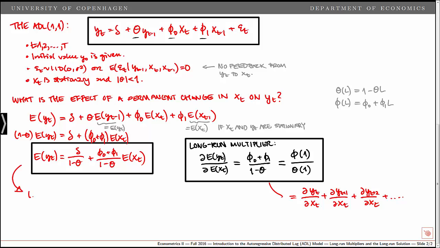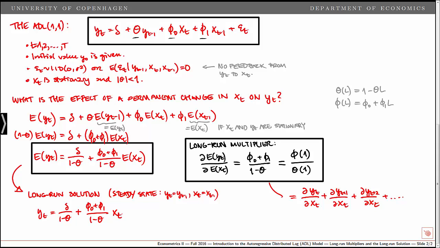Finally, we can use this to find a long-run solution, defined as a steady state for the stationary variables, and that is given by y_t equal to delta divided by (1 minus theta), plus (phi_0 plus phi_1) divided by (1 minus theta), times x_t. So this defines the long-run solution for y_t given x_t. We could also write this as mu plus beta x_t like this.